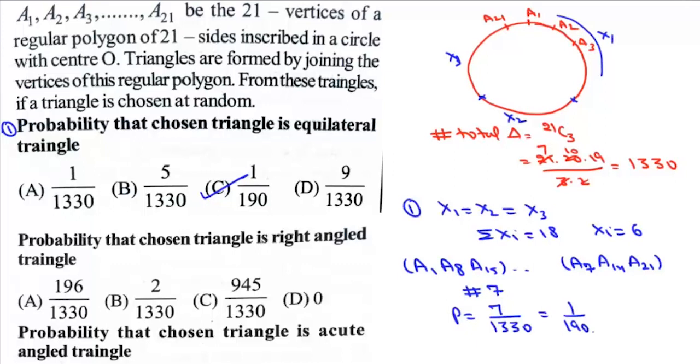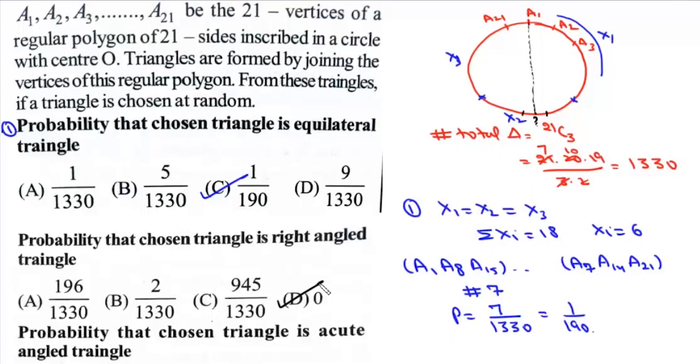Now we know that an angle in a semicircle is 90 degrees. So if there is a right angle triangle, then one of the sides must be a diameter of this circle. But since we have 21 vertices, if we choose any one vertex, opposite to A1 there won't be any vertex. So there will be vertices on either side of it. In this case, it is not possible to choose a right angle triangle. So the probability of choosing a right angle triangle will be simply 0.